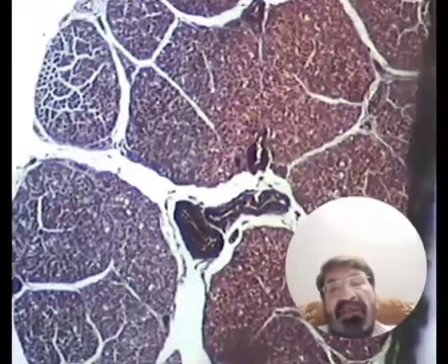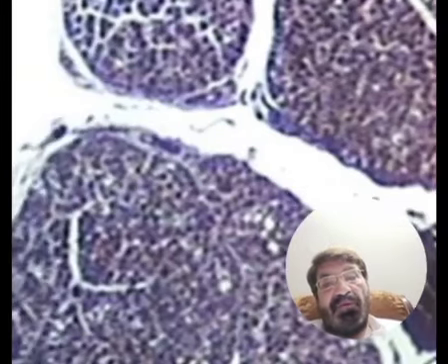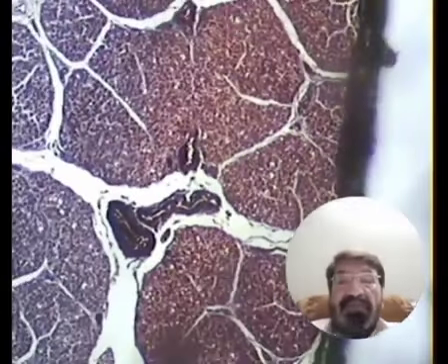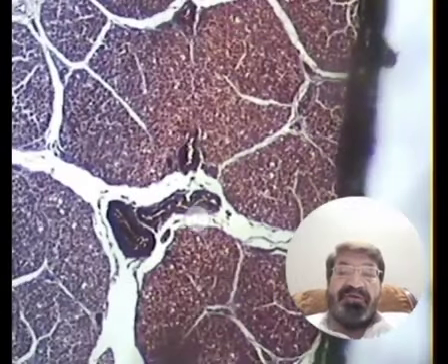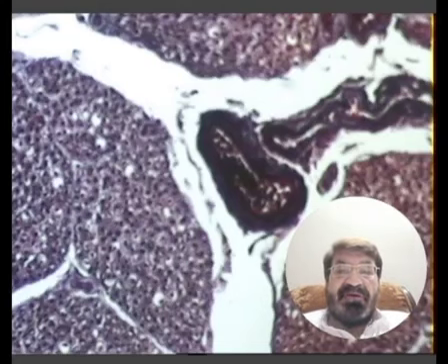So you can see the epineurium. This is the epineurium, and this is the perineurium. This is an artery, and this is the vein. You can see the artery and vein, and the difference between the artery and vein is also visible here. So this is another picture of the same, and this is a magnification. You can see this is an artery, this is a vein.